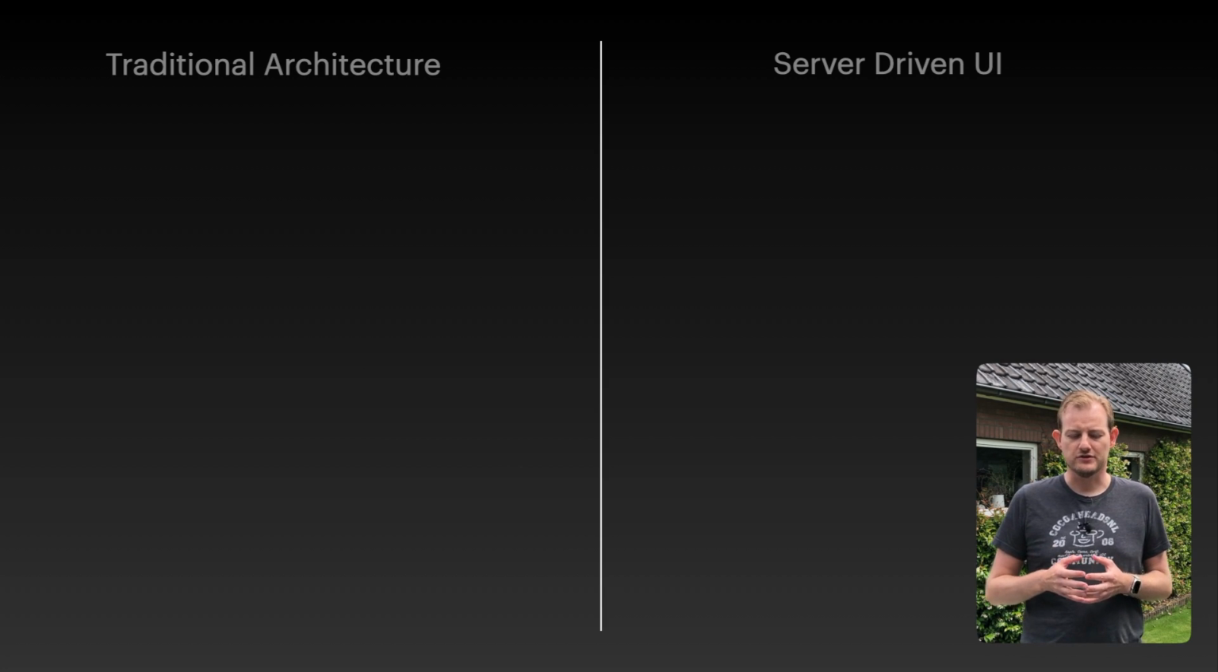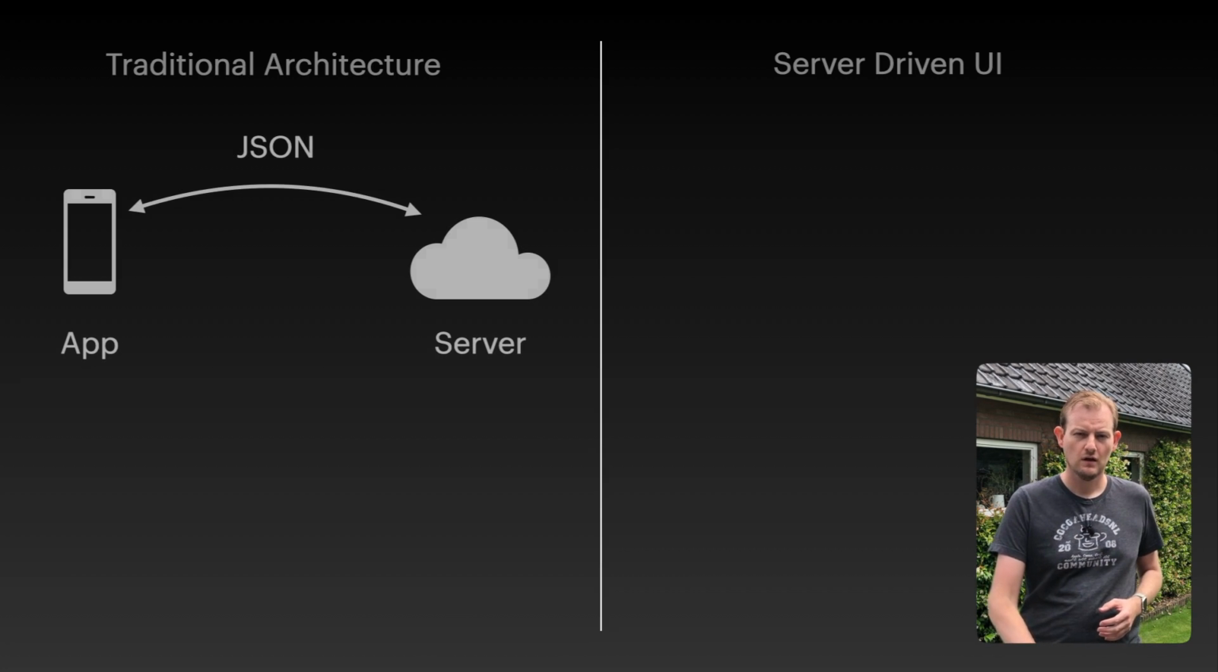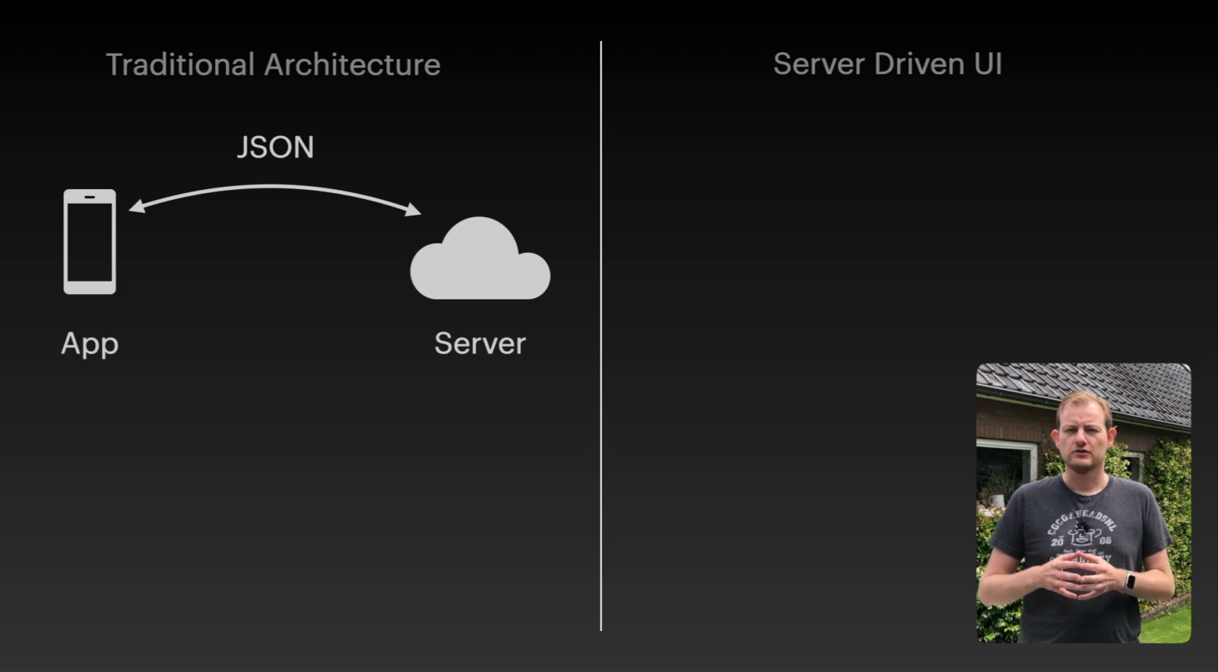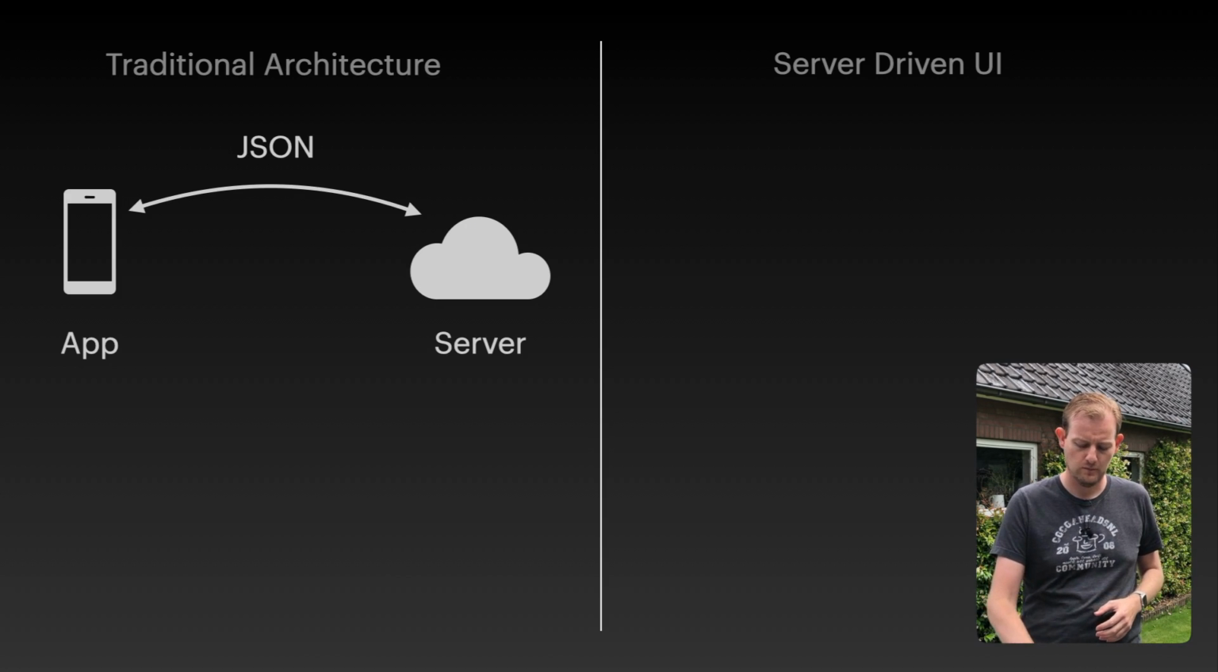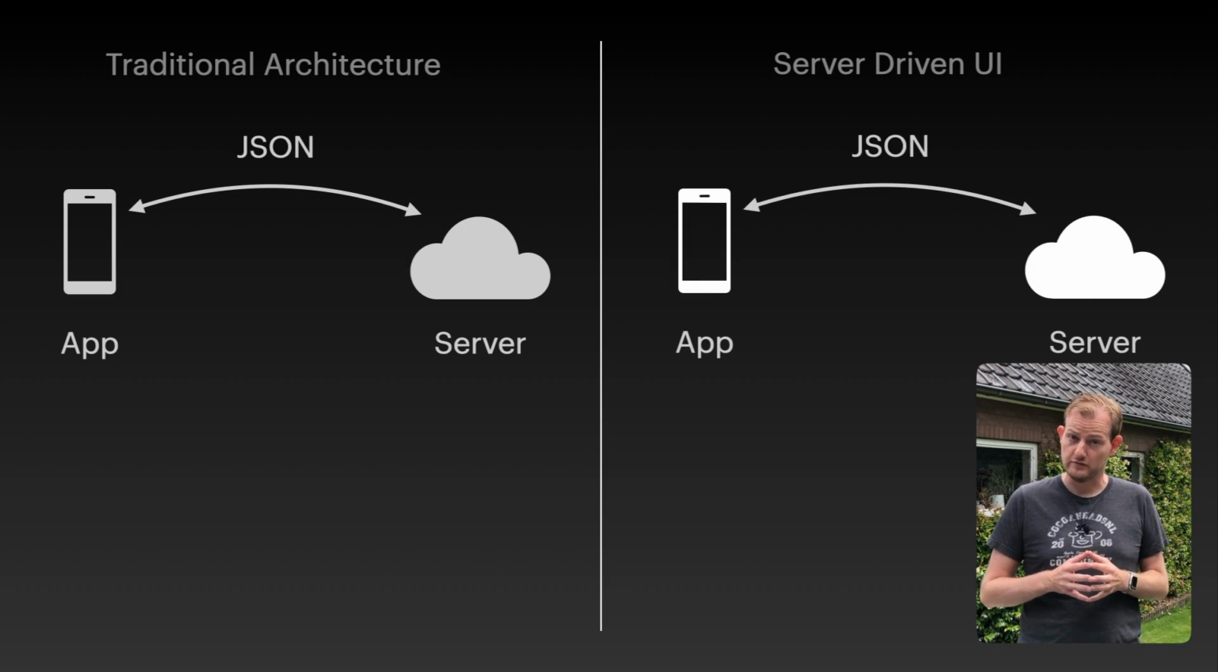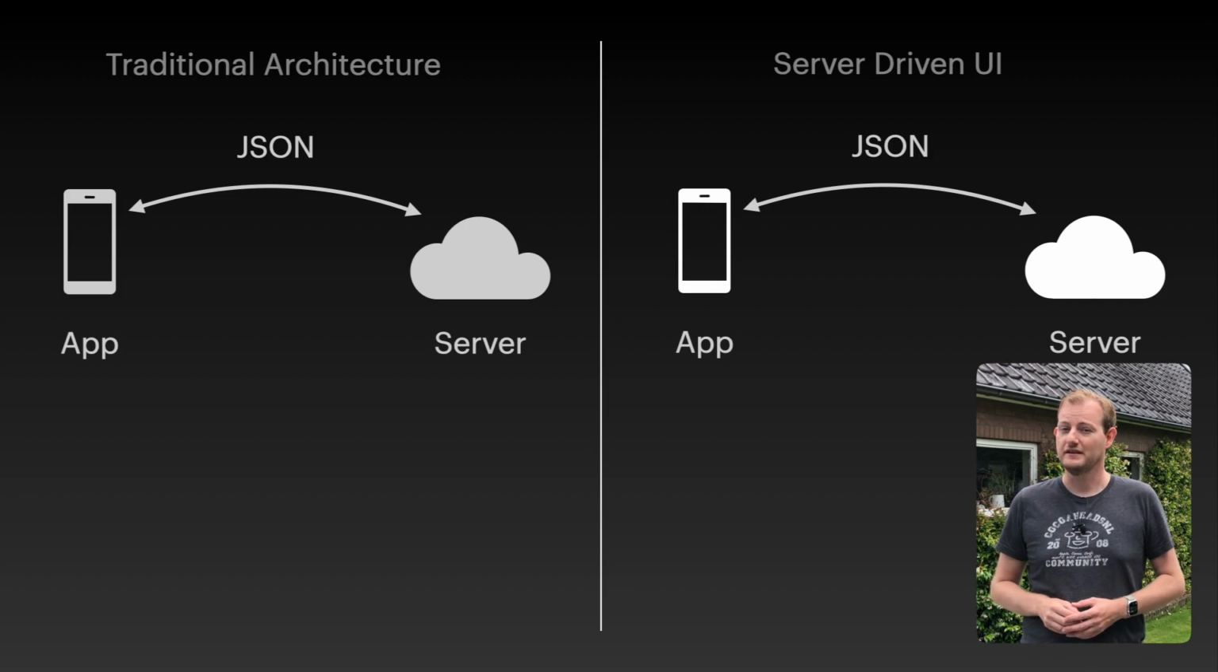Let's look at some differences between a traditional architecture and a server-driven UI. In a traditional architecture, you have a client that sends a request to a server. The server then responds with some JSON that the client has to render. In a server-driven UI, you have a client that sends a request to a server. The server then responds with some JSON that the client has to render. Okay, so to the untrained eye, these may look very similar, but the devil is in the details, and that's what this talk is about.